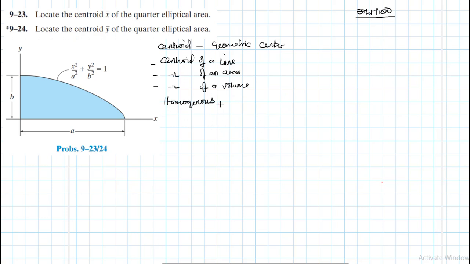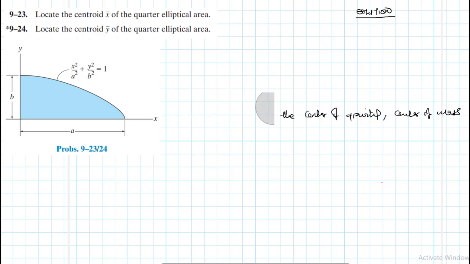So when the material is homogeneous, and if the body is acting within a uniform gravitational field, then the centroid coincides with the center of gravity as well as the center of mass. Great. So this is about it. Let's dive into solving the problem.